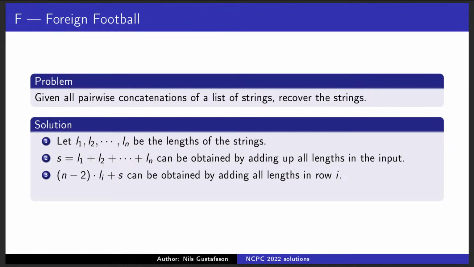You can add up all of the lengths in the input and figure out the total sum of lengths from doing that. And you can add up all of the lengths in one row to get, okay, so now the length of the ith string will be counted a bunch of times. And you will also count the total sum of lengths.